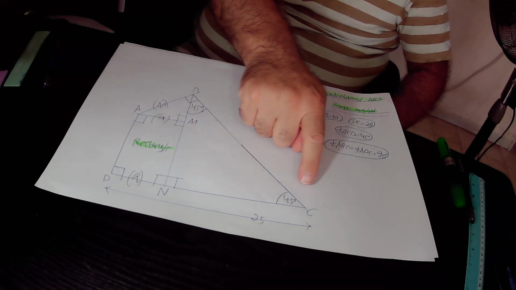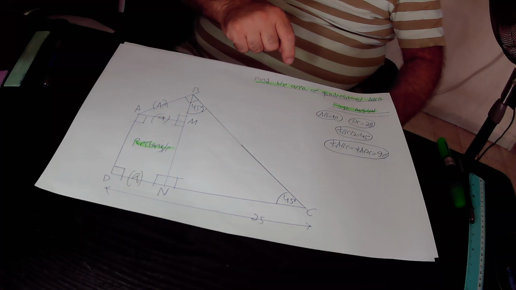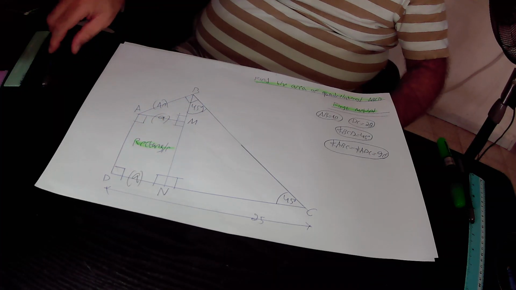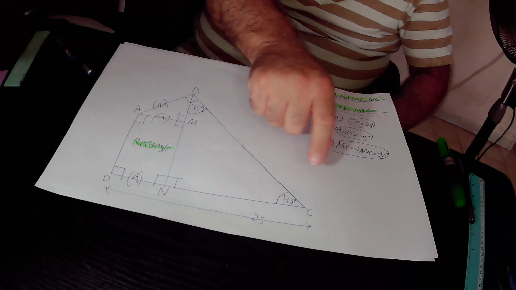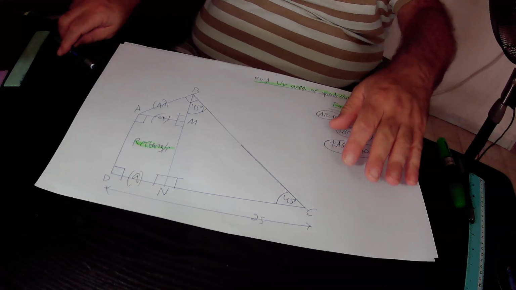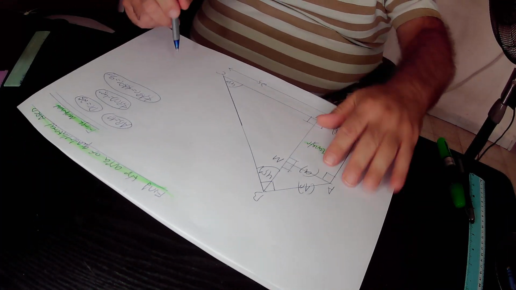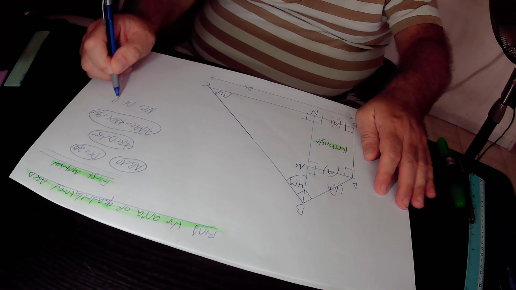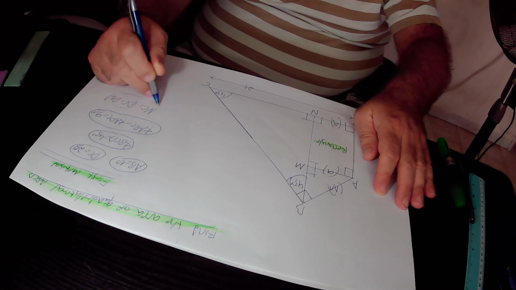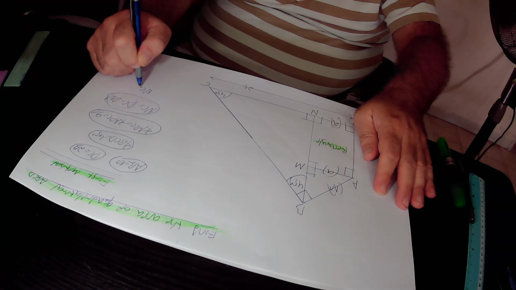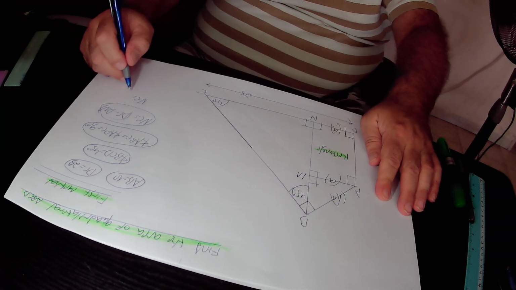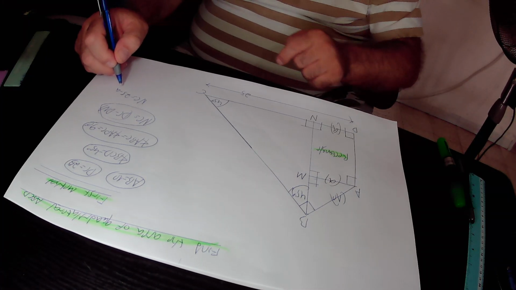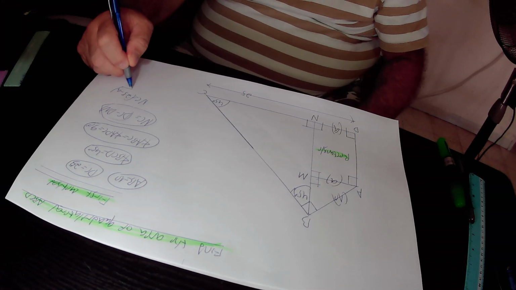What is the length of NC? NC equals DC minus DN. So NC in total equals DC, which is 25, minus DN, which is a. So in total NC equals 25 minus a units in length.